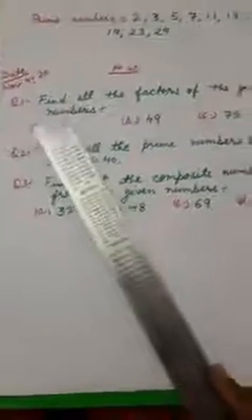So this was the classwork of today and this is your homework. The first question: find all the factors of the given numbers. 3 numbers I have given. You have to find all the factors of 16, 49 and 75. Next question is to write all the prime numbers between 20 and 40. You have to write only prime numbers between 20 and 40. Third question is to find the composite numbers from the given numbers. So out of these 4 numbers you have to write which are composite numbers.